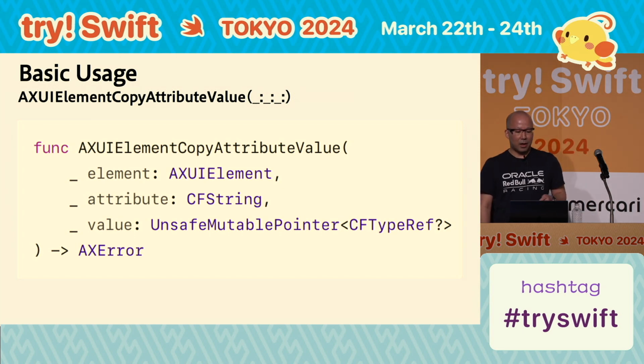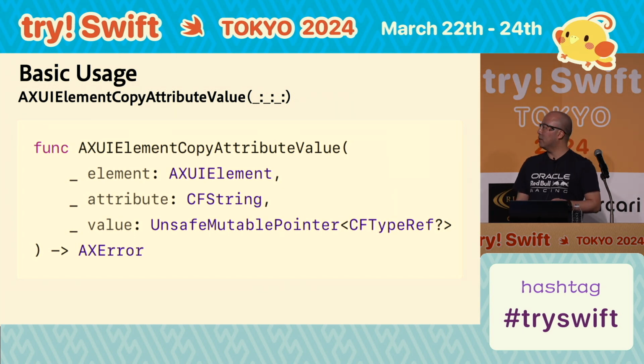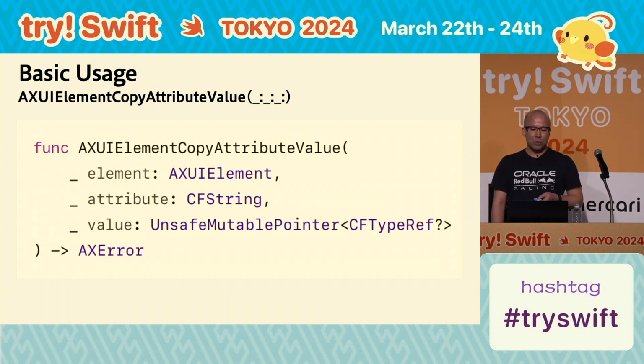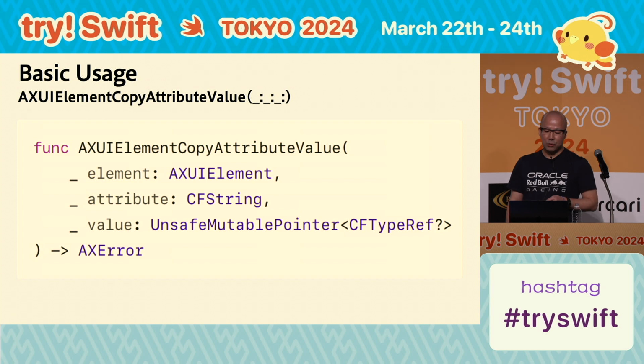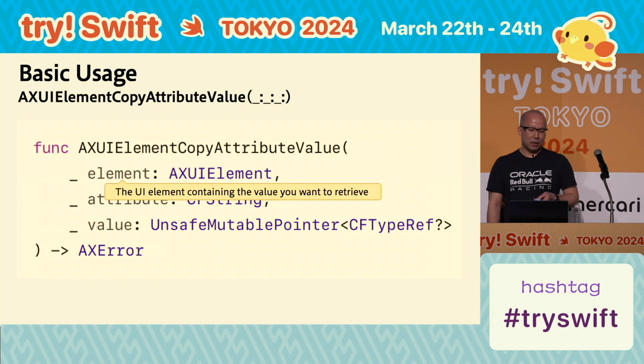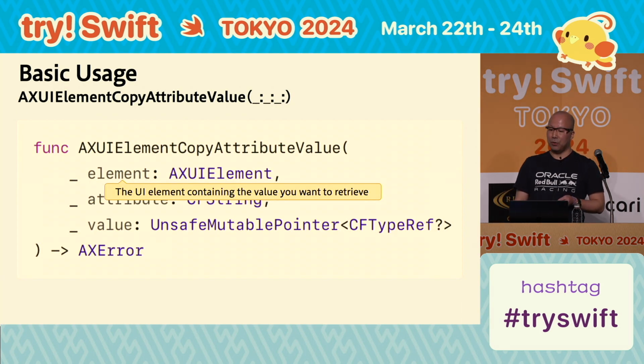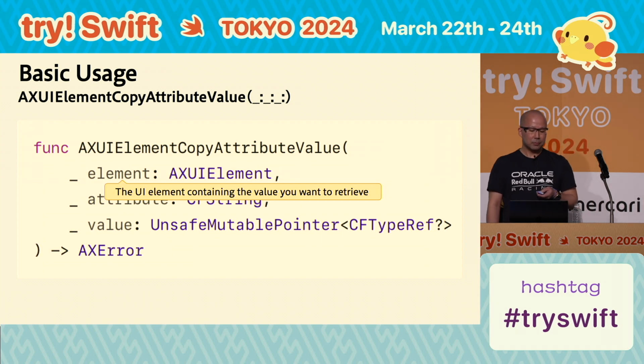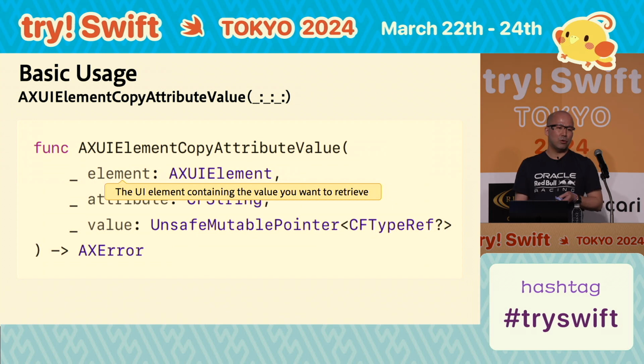Let's take a look at the basic usage of the Accessibility API. You can get the value of any UI element using the AXUIElementCopyAttributeValue function. The first argument is the UI element containing the value you want to retrieve. The type of object that can be passed is AXUIElement. AXUIElement is a proxy object for the actual UI element.